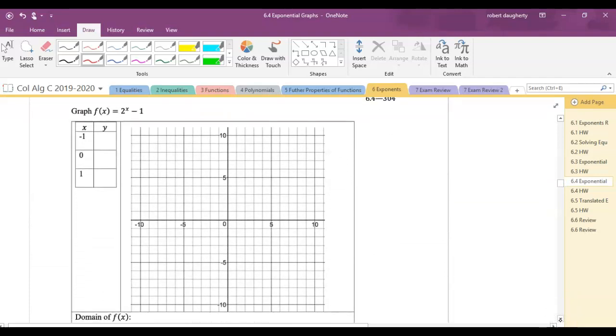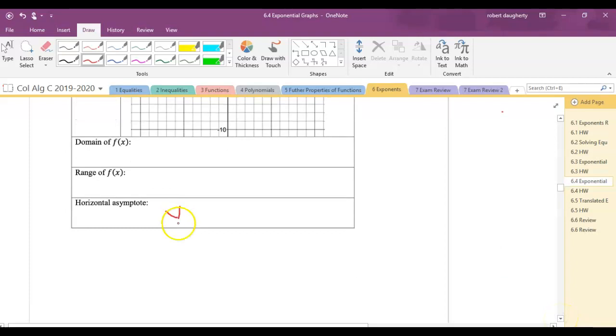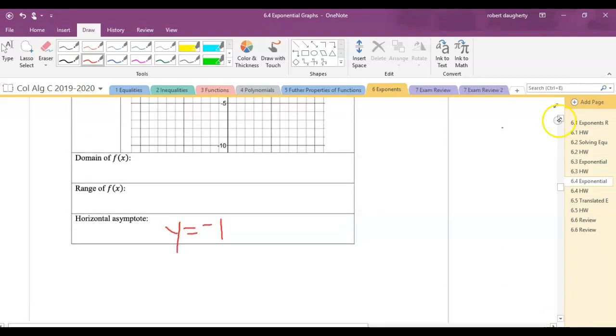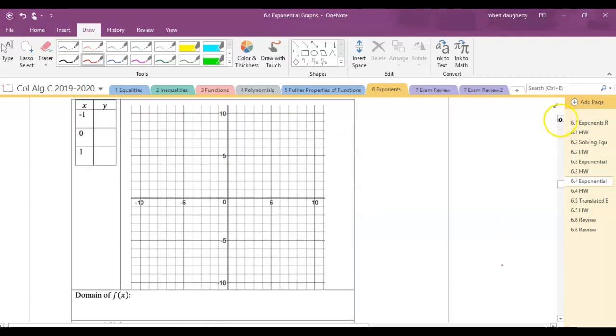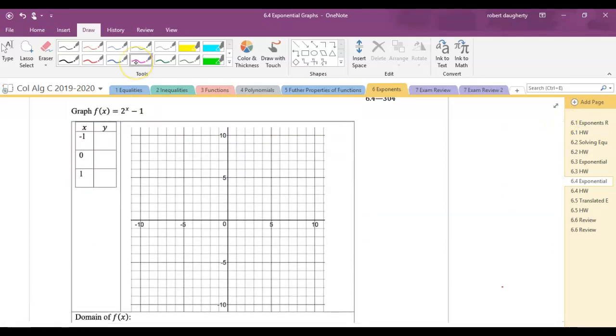Now, before I even graph this one, y equals 2 to the x minus 1, what is the horizontal asymptote? Yeah, y equals negative 1. Okay. So I know y equals negative 1 is my horizontal asymptote. I can see that just by looking at the function, that negative 1 off by itself. So at negative 1, there's my horizontal asymptote. Okay. Let's just put in these values. What is 2 to the 0 minus 1? What's 2 to the 0? 1. What's 1 minus 1? 0. Okay.